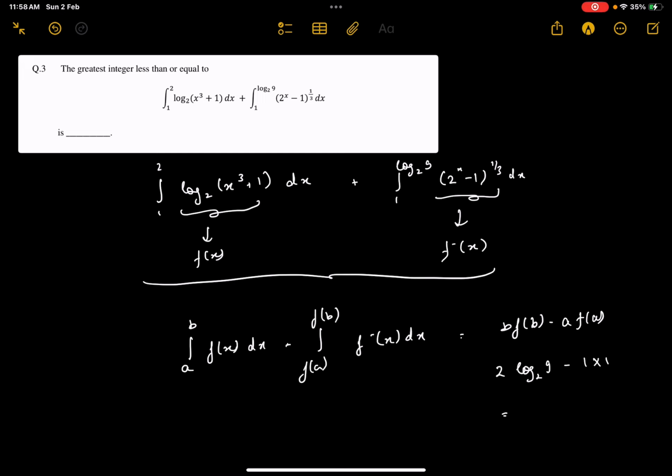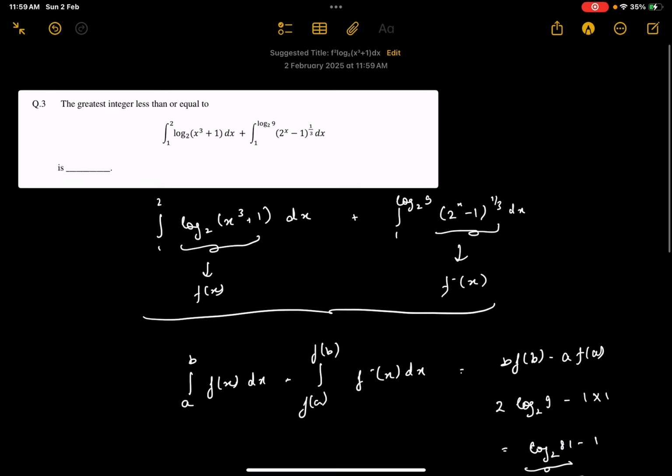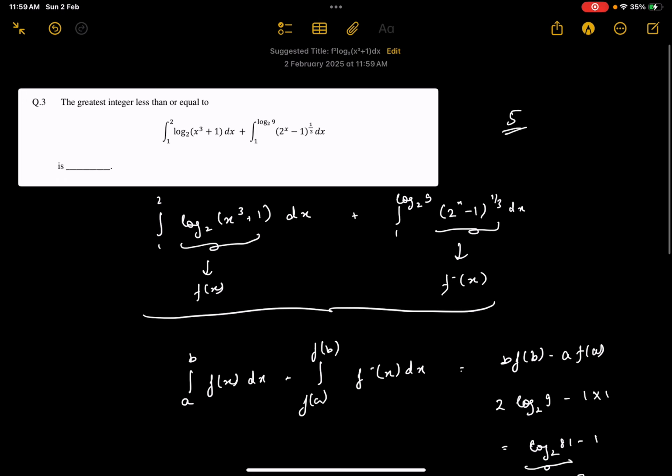So this is between 2 to the power 6, which is 64. So this thing is greater than 6 and less than 7. So when subtracting 1, the answer would be from 5 to 6. So greatest integer less than or equal to would be 5. So the answer is 5.